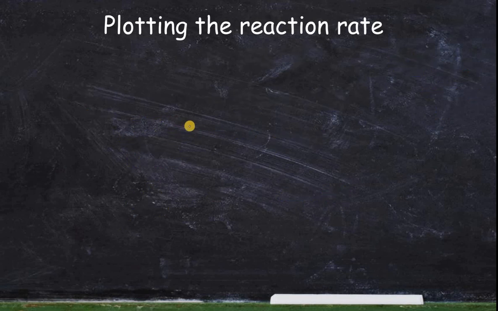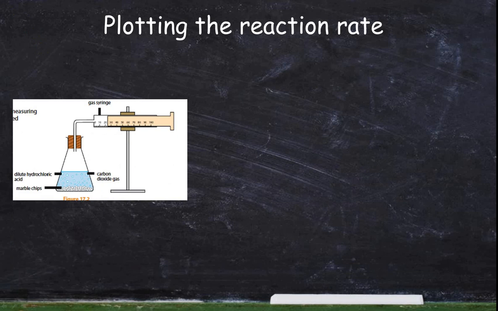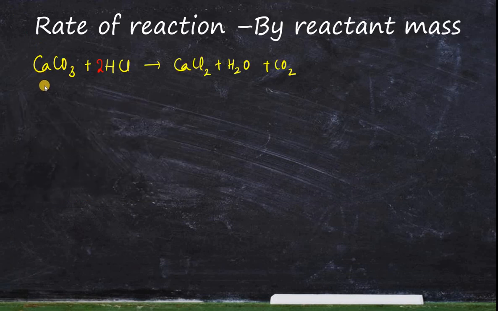So let's take one example. Suppose calcium carbonate reacts with hydrochloric acid, and it will give you calcium chloride, water and CO2. If I ask you how to draw the rate of reaction for this kind of reaction, you can measure, as I told you, by two methods. You can take the mass of the reactant and figure out how much it is decreasing, or you can measure the CO2 gas evolved, how much it is increasing.